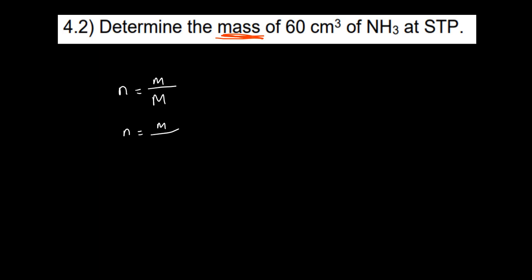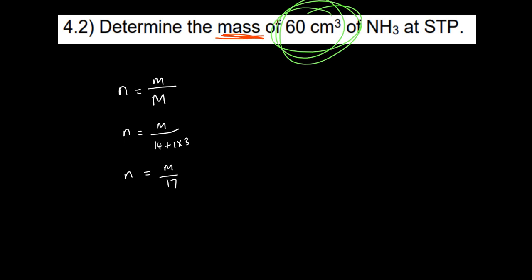For N it is 14, and then hydrogen is 1 times 3. So I have 17. But do I have the number of moles? No, I don't have. How can I get the number of moles? What can I use again to get number of moles? Well, we're given the volume. So if you are given the volume, you remember Avogadro's law.